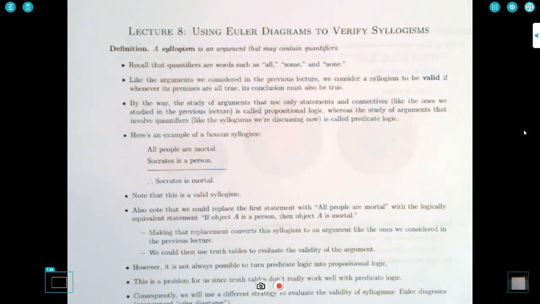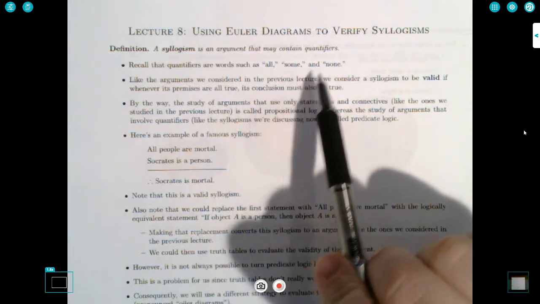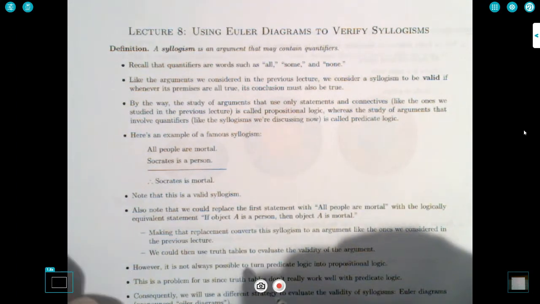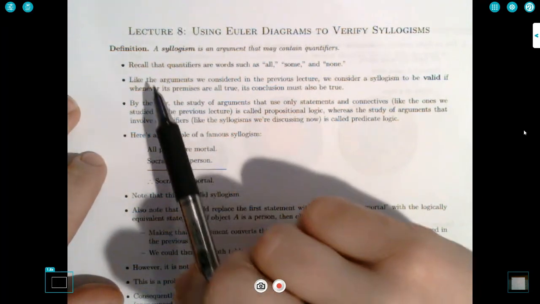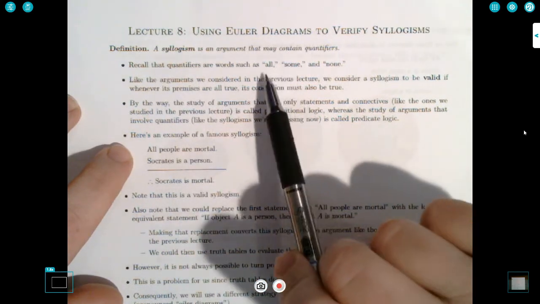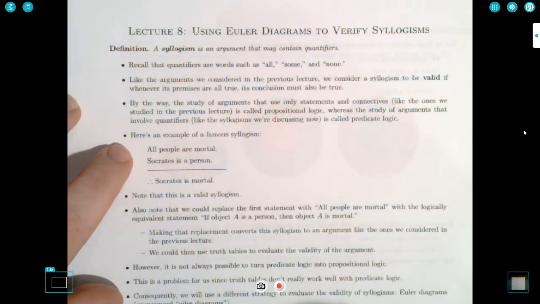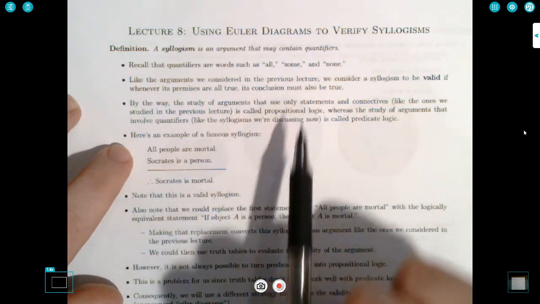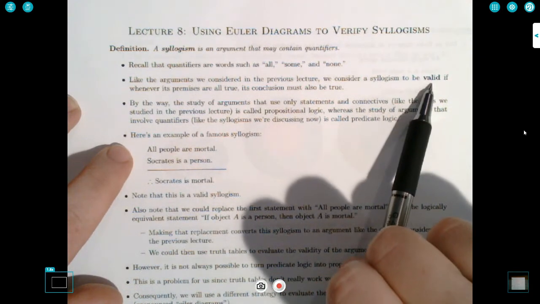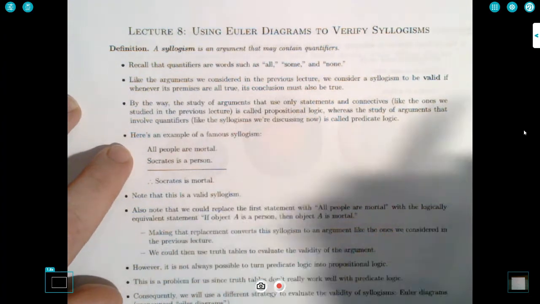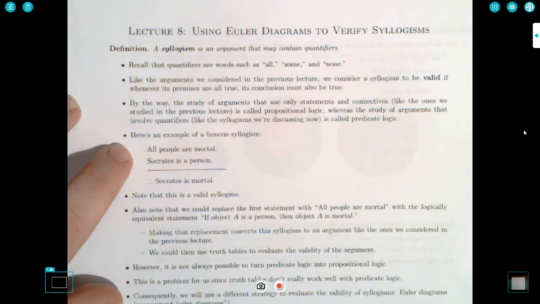So a syllogism is an argument that may contain quantifiers. All of the arguments that we saw in the previous section, none of them used quantifiers, right? You may recall from our discussion a few lectures back that quantifiers are words such as all, some, and none. And like the arguments that we considered in the previous lecture, we consider a syllogism to be valid if whenever its premises are all true, its conclusion must also be true.